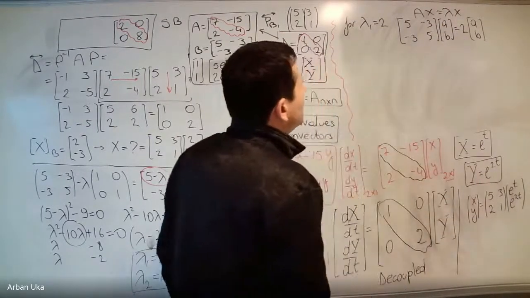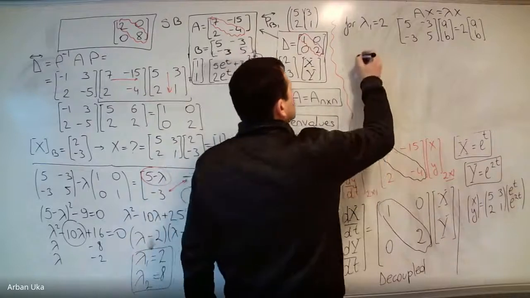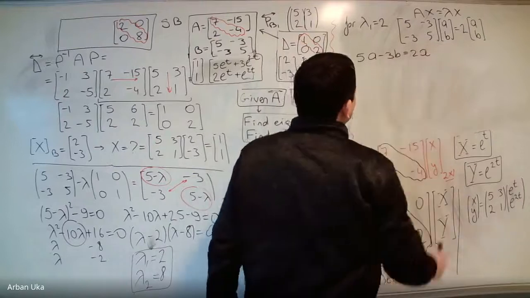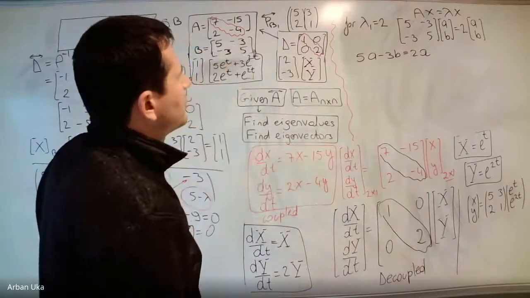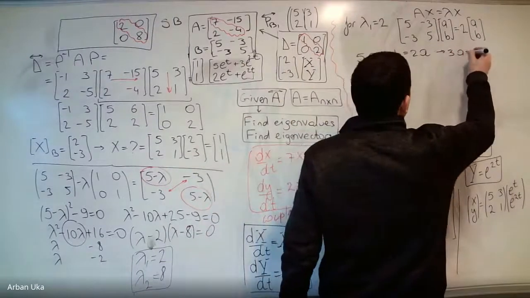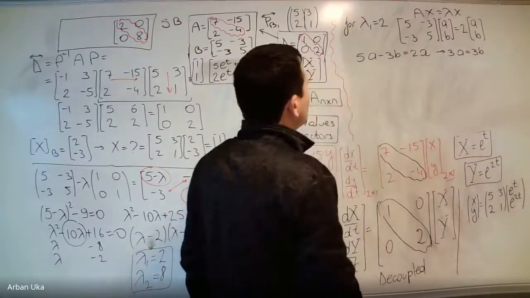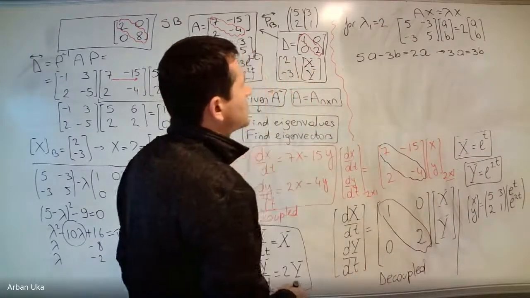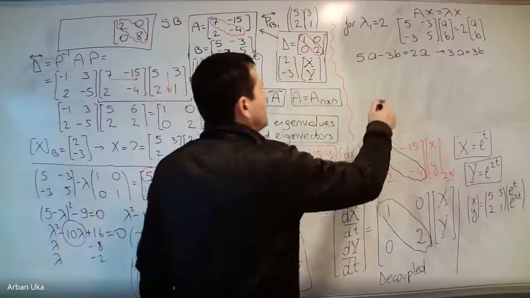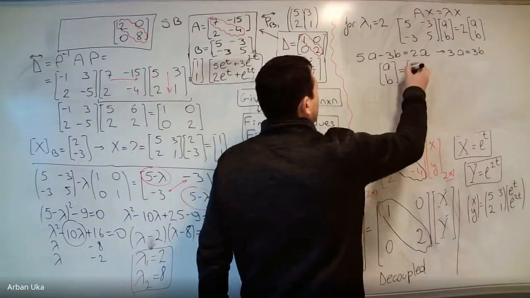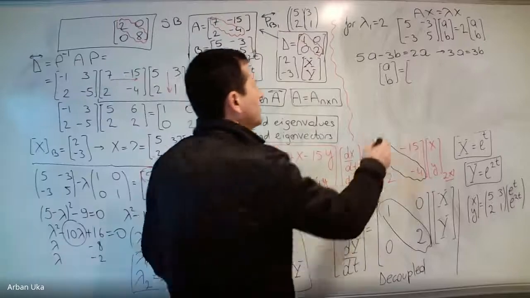So what is A and B here? What is the first equation? The first equation is 5A minus 3B is equal to 2A. Okay? So what do we get from the first expression? We get 3A is equal to 3B. So what is a pair of vectors A and B which satisfy this condition? What is A and B? 1 and 1. That's good.